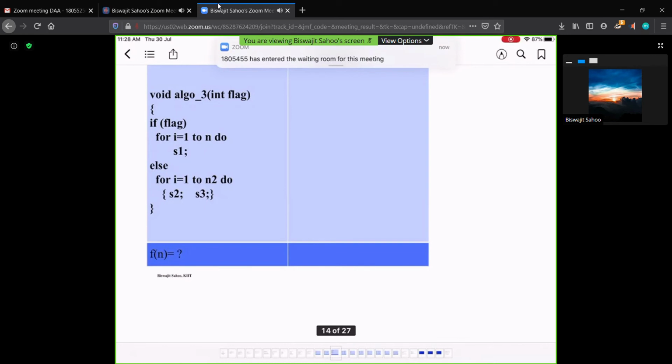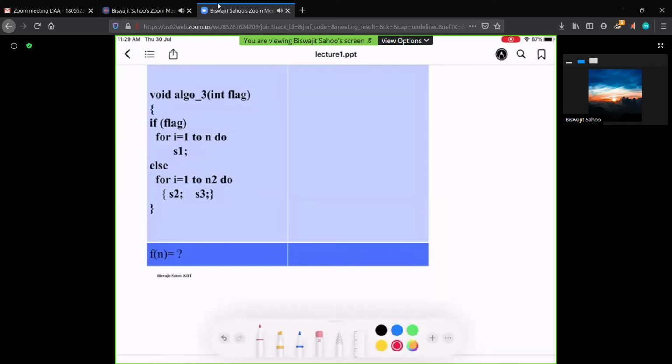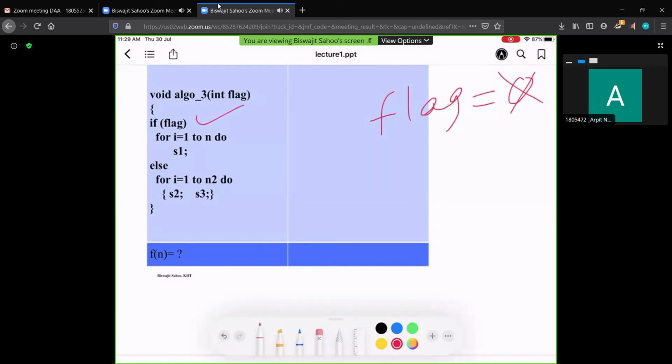Now, coming to the next one. I will connect it twice today, we'll take 1 hour. Now look at this algorithm. The flag may either be true or false. Let me say the flag is true, let me say the flag is 1, non-zero like this, the integer. If it is non-zero, will I execute this statement? Yes or no? What is the frequency count? One.